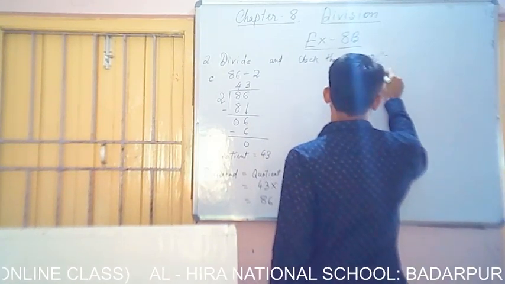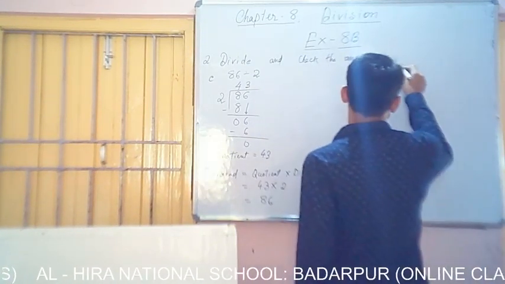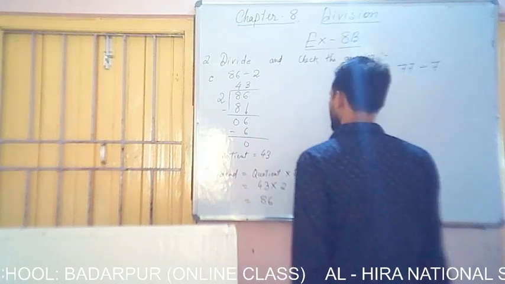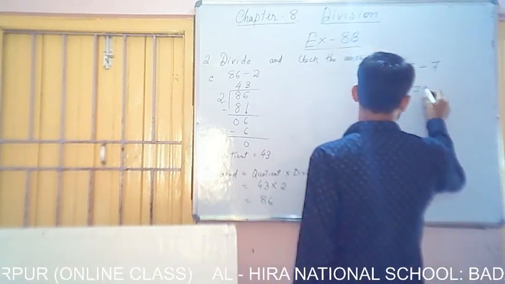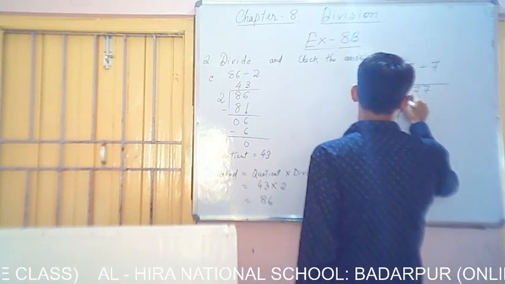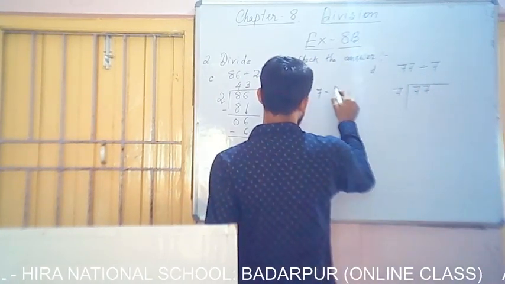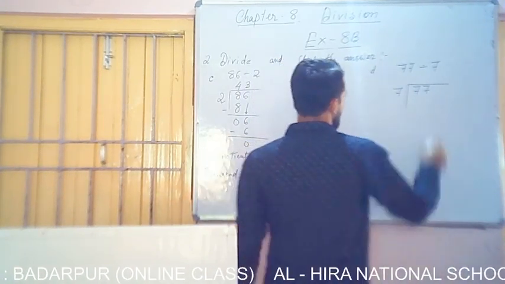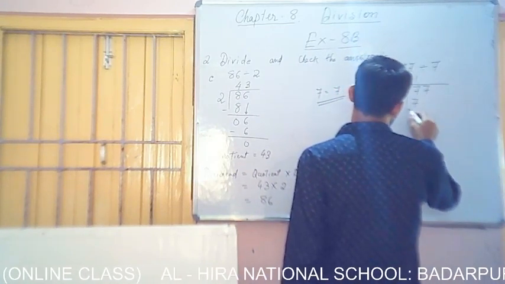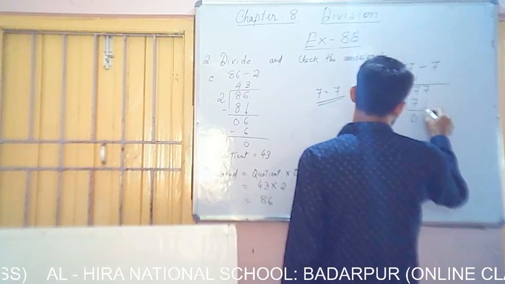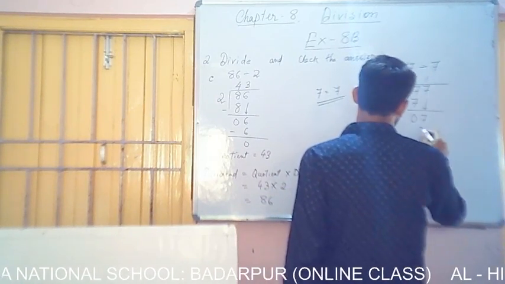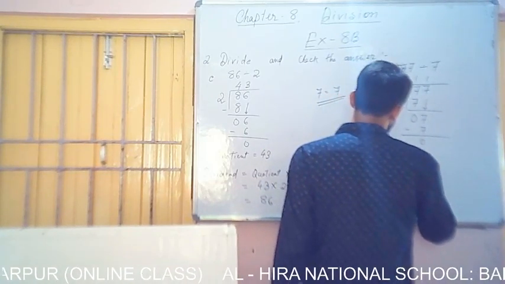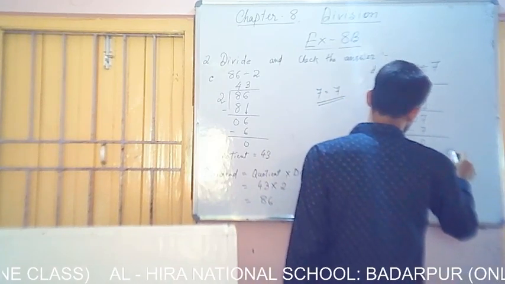Now question number D. Question number D is 77 divided by 7. Here you see in both the ones place and tens place, the dividend and the divisor are equal. So 7 ones are 7. 7 minus 7 equals 0. Bring down 7 ones. 7 ones are 7. 7 minus 7 equals 0. Write down the quotient, as the remainder is 0. Quotient equals 11.